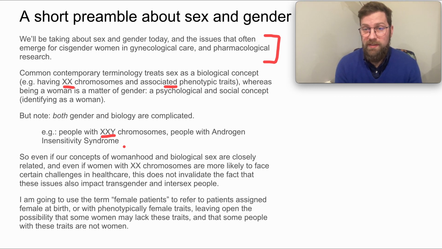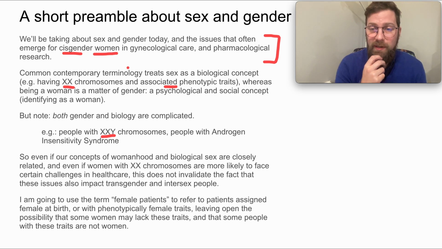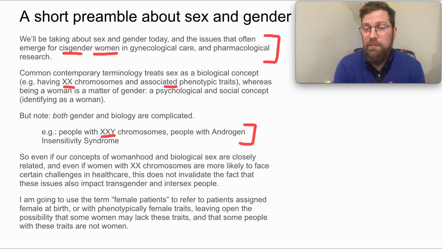And some of the issues that I'll be talking about in this context will be most easily applied to cisgender women, that is, women who are assigned female at birth, who have all the phenotypic traits of females, and who identify as women. Although some of the issues may be faced by certain intersex people. And we should also acknowledge that there are particular and also important problems faced by transgender and intersex people within healthcare.